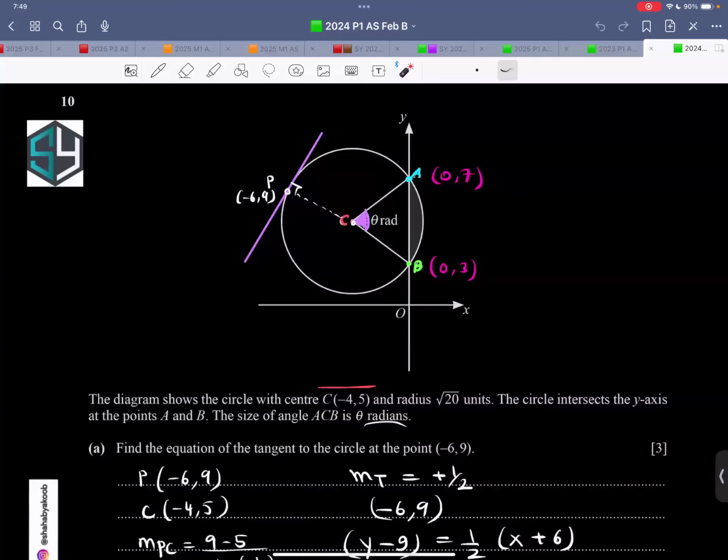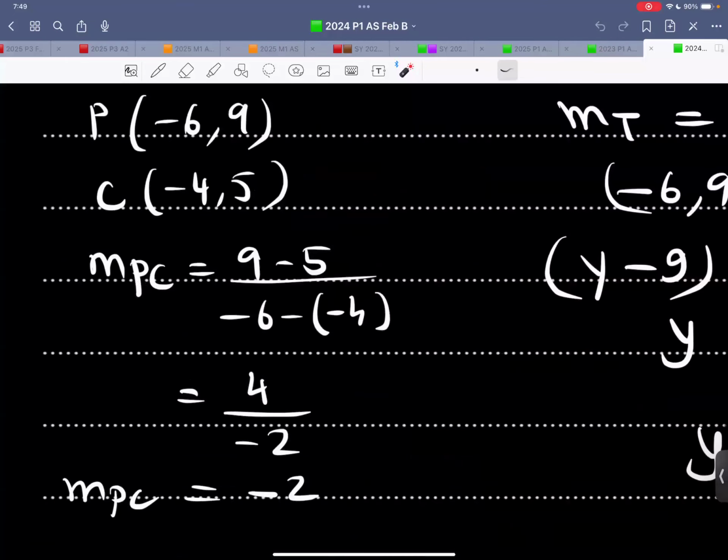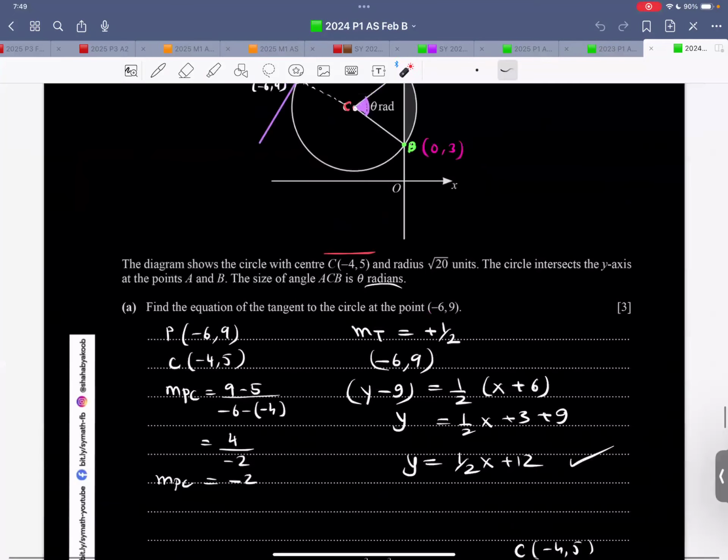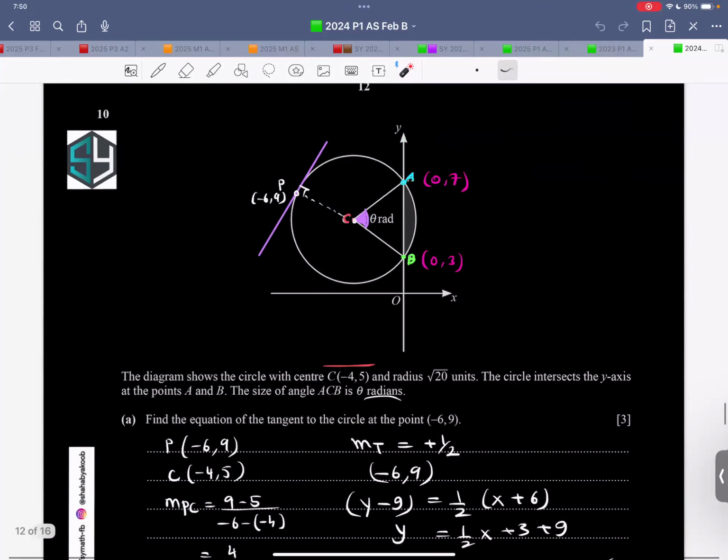So now we have the center, we have the radius from the center till P, find the gradient, do the negative reciprocal thing. That's the gradient of PC. The gradient of the tangent should be the negative reciprocal. You have the point, you have the equation. So this is 3 marks, pretty basic.